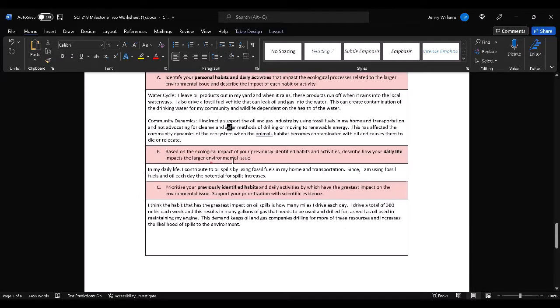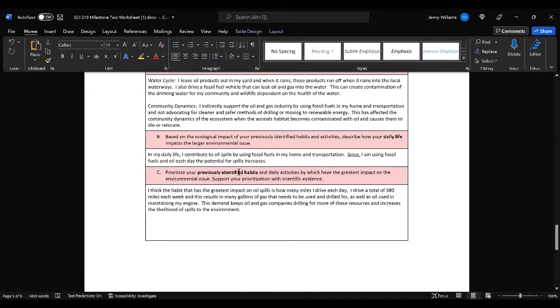Then on part B, I'm basically saying, describe how your daily life impacts the larger environmental issue. So what is it that I'm doing in my daily life that is potentially contributing to oil spills in my community? So I say, well, I'm contributing by using fossil fuels in my home and transportation. Since I'm using fossil fuels and oil each day, the potential for spills increases. Okay, so just a real simple, how are you doing it?